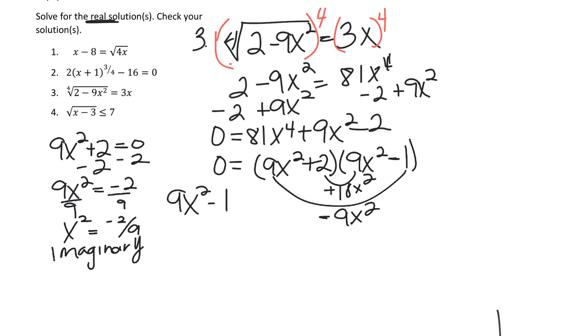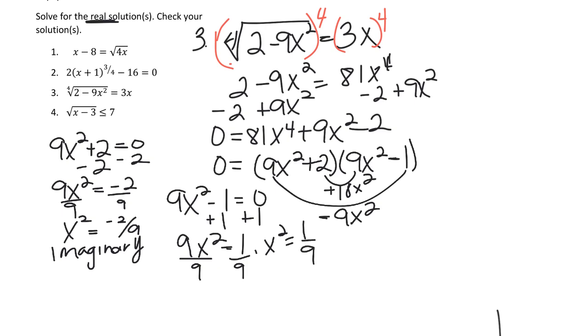9x squared minus 1 equals 0. Add 1. 9x squared equals 1. Divide by 9. x squared equals 1/9. Take the plus or minus square root of both sides. x equals plus or minus 1/3. So we're going to plug that in and see what we get.